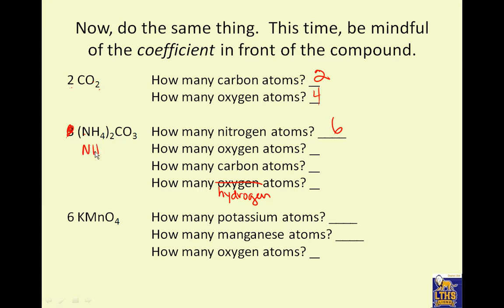So what does this mean? It means this is there 3 times. Okay. All right. So we have 2, 4, 6 nitrogen. All right. So you can write it out if you want, or you can use this as a multiplier. All right. So this is 8 hydrogen. 4 times 2 is 8. Times 3 is 24 hydrogen atoms, 3 carbon atoms, and 9 oxygen atoms. Okay, so make sure you can count them. All right, 6 potassium atoms, 6 manganese atoms, 24 oxygen atoms. All right, so you have to be able to count without a coefficient, and then you have to be able to count with a coefficient.